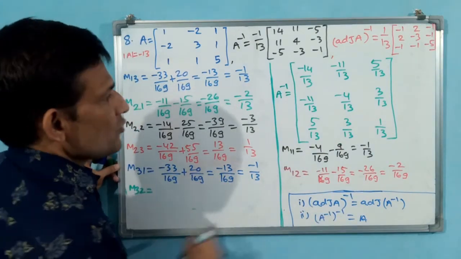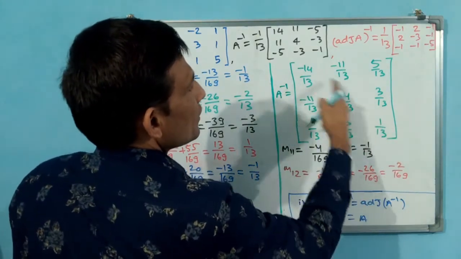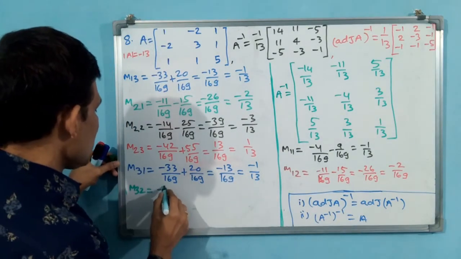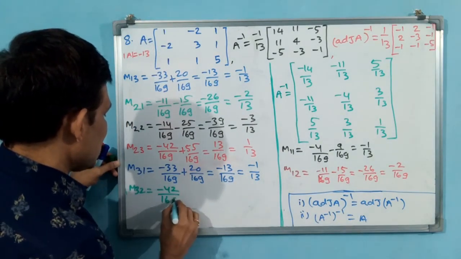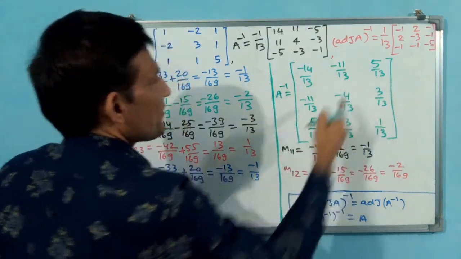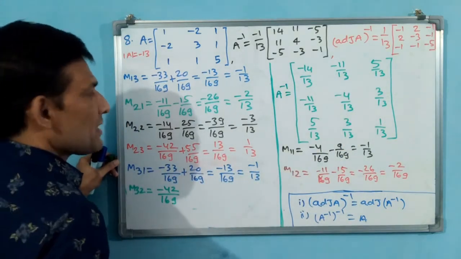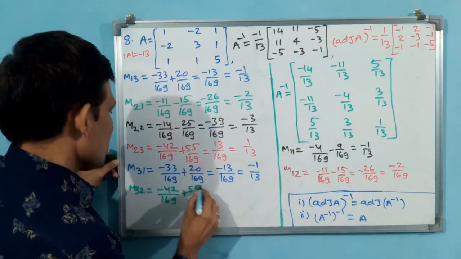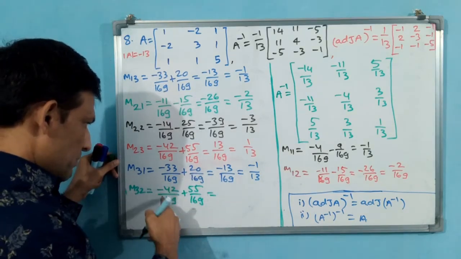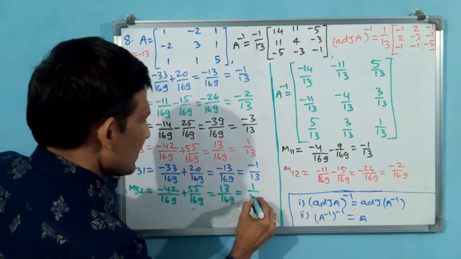M32 means you are closing 3 by 13. If you close 3 by 13, minus 42 by 169 plus 55. Why? Because see, minus is there. 11 fives are 55, plus 55 by 169. As usual, plus 13, 13 by 169. That is equal to 1 by 13.